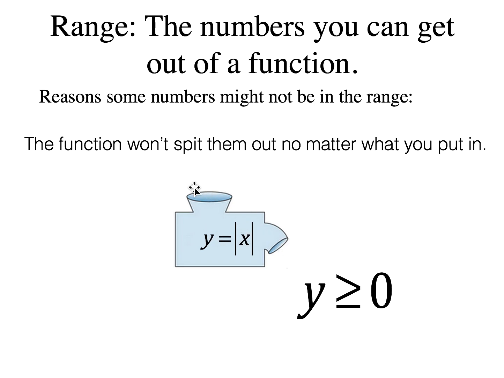Whether you plug in a positive number or a negative number, when you take the absolute value of it, it gets rid of that negative sign if it was there. So if I plug in negative 2, this function spits out positive 2. If I plug in positive 2, this function still spits out positive 2. In this case, the numbers that I get out of this function are always going to be positive. They're going to be greater than or equal to 0.